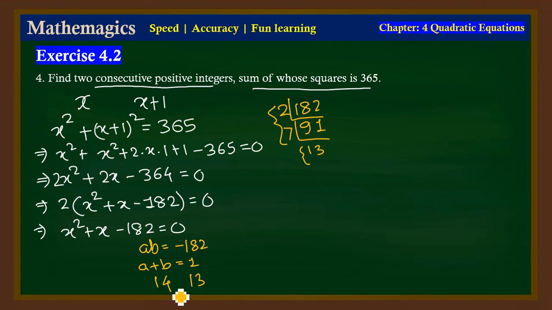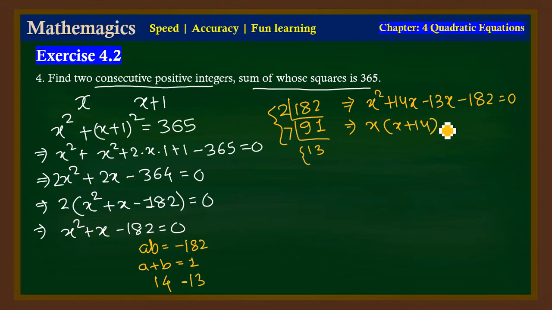But the target is a into b equal to minus 182. It means one of the two is negative. And a plus b is equal to 1, so obviously the bigger one is positive and the smaller one is negative. So we are ready to solve this question with the factorization method. That is x square plus 14x minus 13x minus 182 is equal to 0. So finally here I can take x common, the remaining part becomes x plus 14, minus 13 will be taken common, x plus 14 is equal to 0.